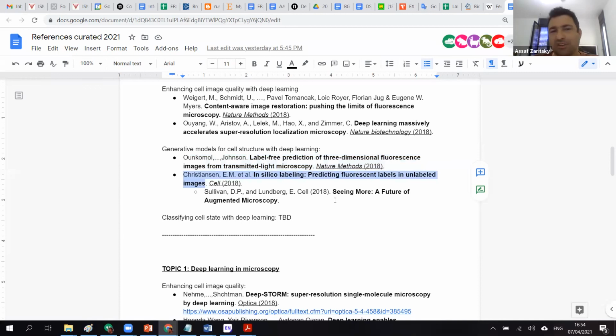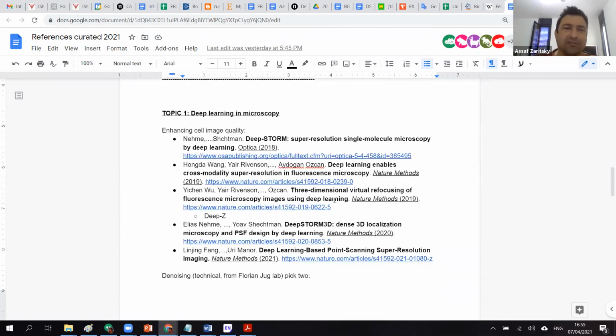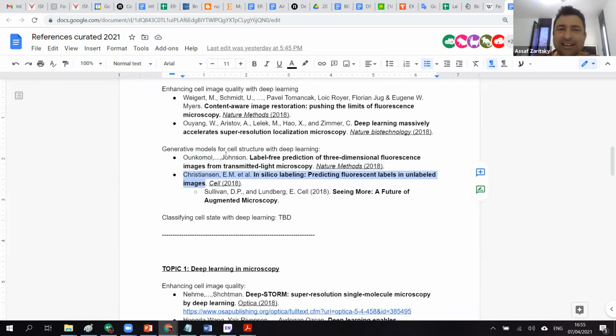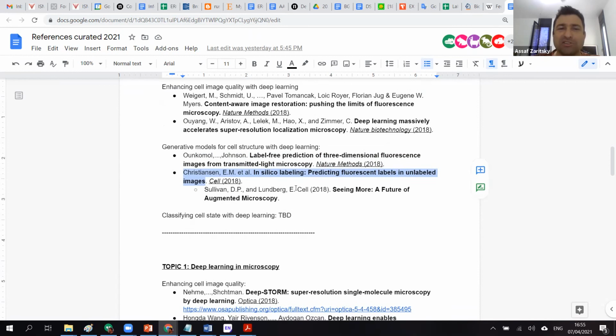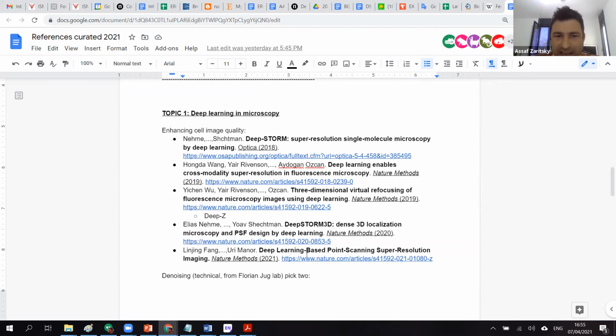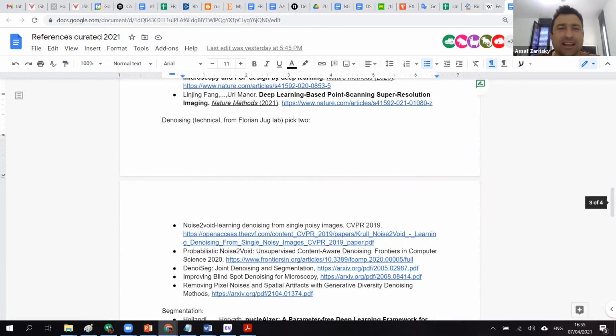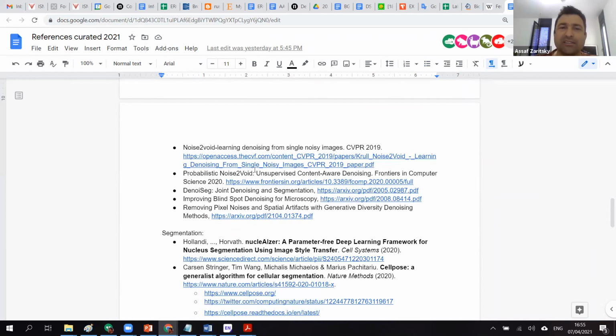And now here is the list of papers that you can select from. Deep learning microscopy, so enhancing cell image quality, like CARE, content-aware image restoration. You can see here a bunch of images. For example, the last one, deep learning based point scan super resolution. DeepSTORM 3D, for example, is a paper from the lab of Yoav Shechtman, who is in biomedical engineering at the Technion. Some Israeli pride in that. Here are the denoising follow-up studies from Florian Jug, who was involved in CARE. So, cool ideas about reducing noise in microscopy images.